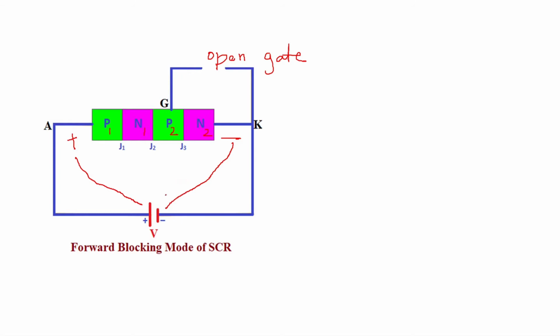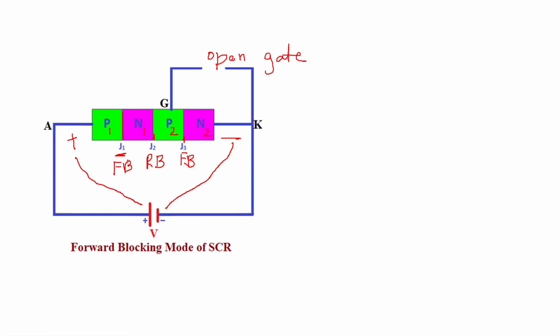Now when this type of voltage is applied across SCR, if you concentrate on junction 1, that is between P1 and N1, P1 is connected to positive and N1 is connected to negative, so it is forward biased. The junction between N1 and P2: N1 is connected to positive and P2 is connected to negative. This is reverse bias. And this junction J3, P2 is connected to positive and N2 is connected to negative. This is forward biased.